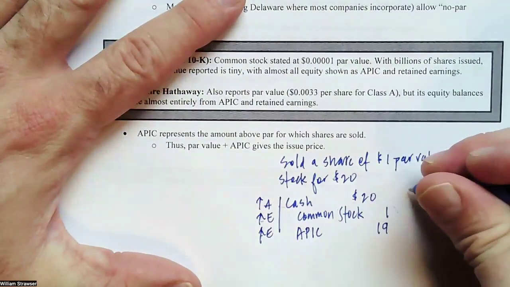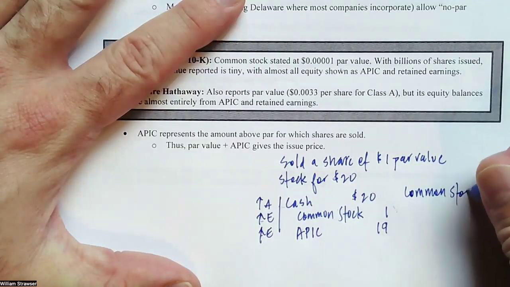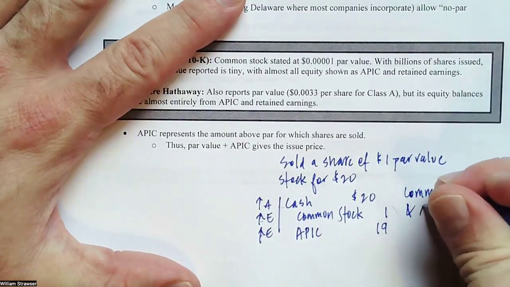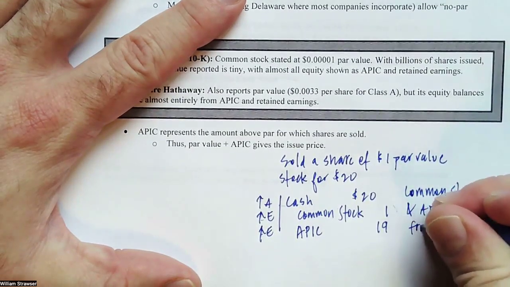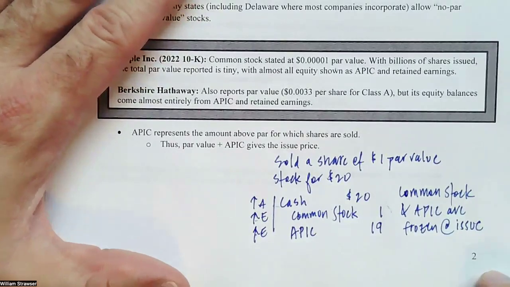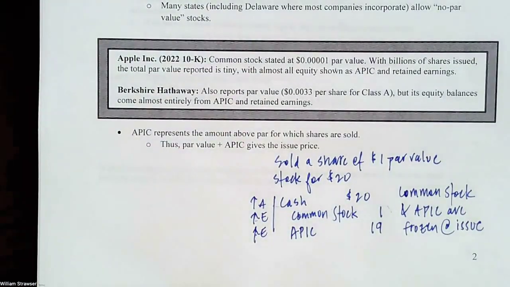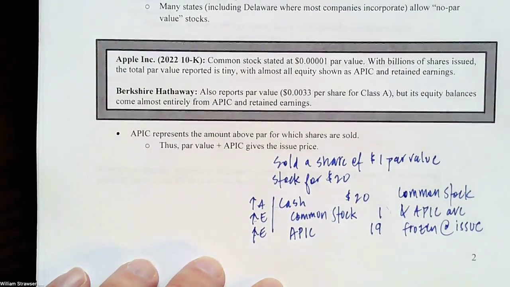So remember that common stock and APIC accounts are frozen at issue. We do not change them over time. If we issue more common stock, well, then that's fine. Whatever we issue in the future will go with these same rules. But again, they'll be frozen at those values at that point in time and will not change, right?